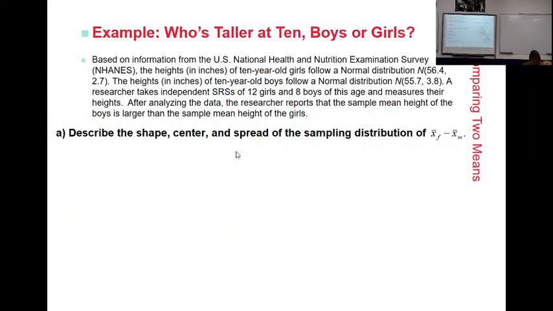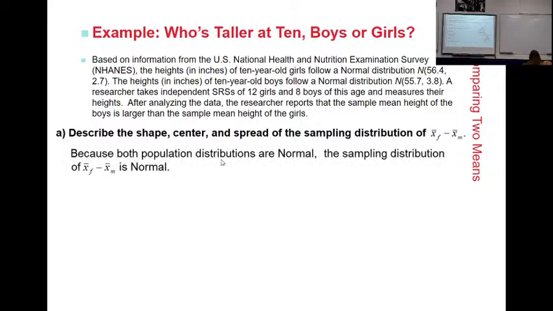All right. So, again, I'm going to go rapid fire through this example because there's not going to be much new here. It's just going to be plugging the formulas I just showed you in. So shape, center, and spread. We have 12 girls and 8 boys, but since both populations we're pulling from are normal, the distribution of this is going to be normal as well. If it wasn't told to us that it was normal, we'd be in trouble because then we'd be less than 30, so we'd have to look at some plots. But since we're coming from normal distributions, the distribution of their difference is also going to be normal.